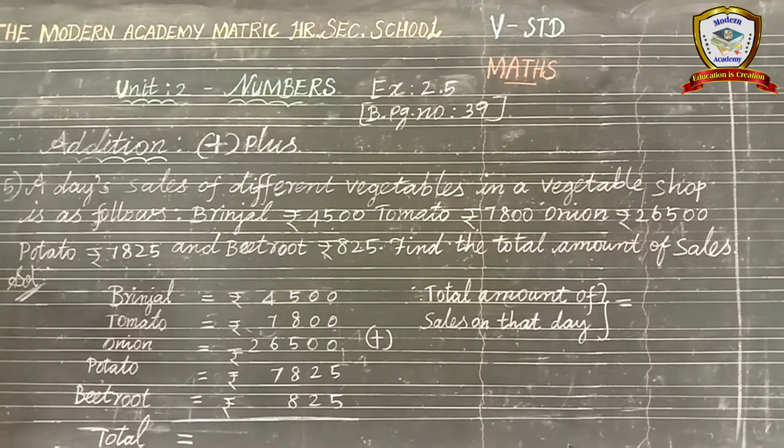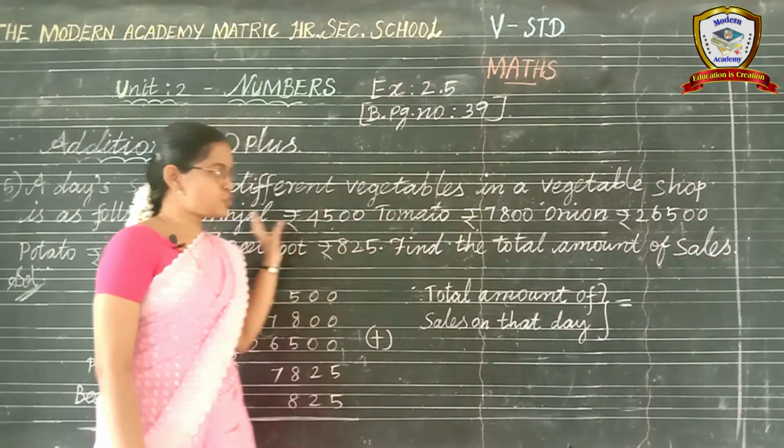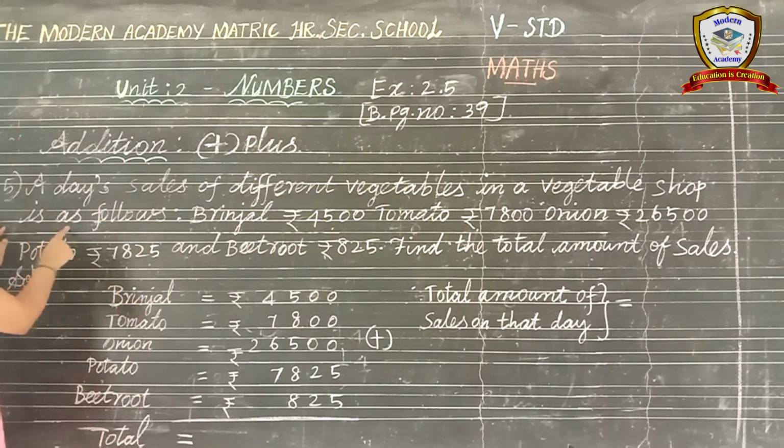Okay, next we are going to see the fifth sum. This is a word problem. Listen. A day's sales of different vegetables in a vegetable shop is as follows.